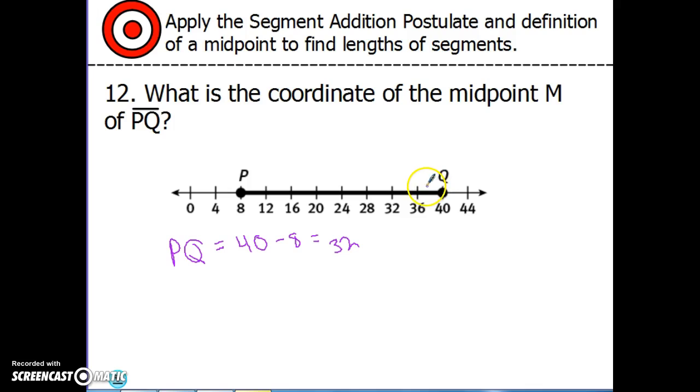Now, the midpoint is going to be exactly in the middle. So I could count it in. I could say, that's in 1, that's in 1, this is in 2, 2, 3. So this is my middle point between them. So that's where M would have to be.